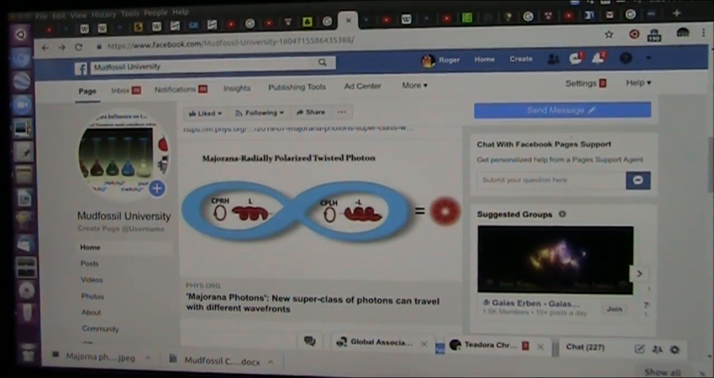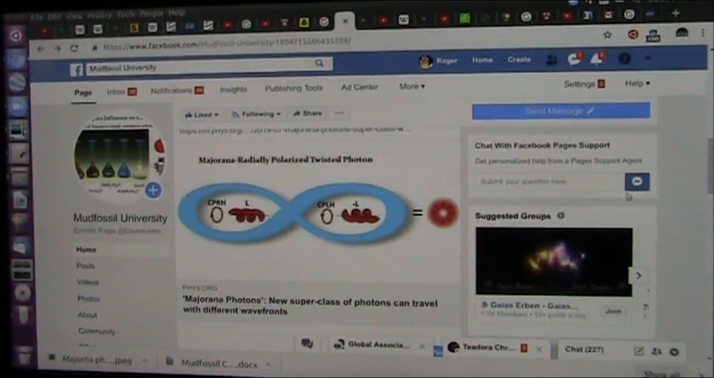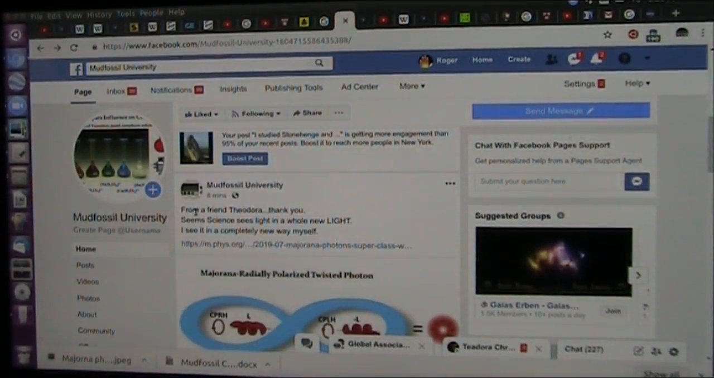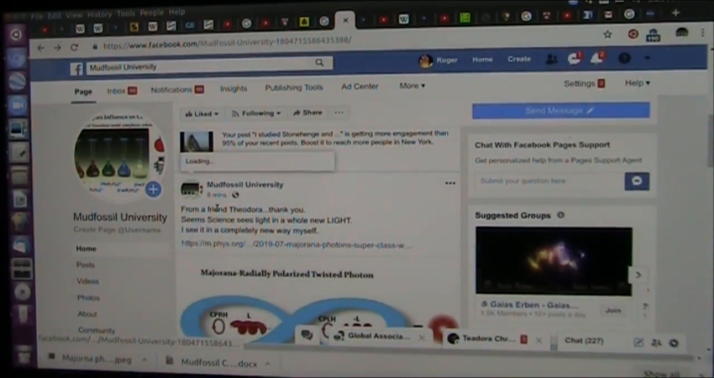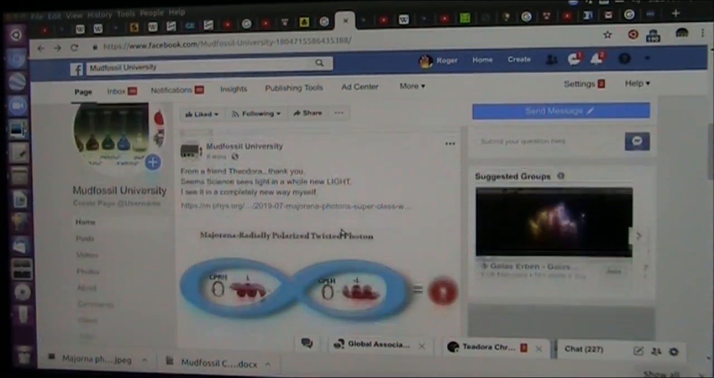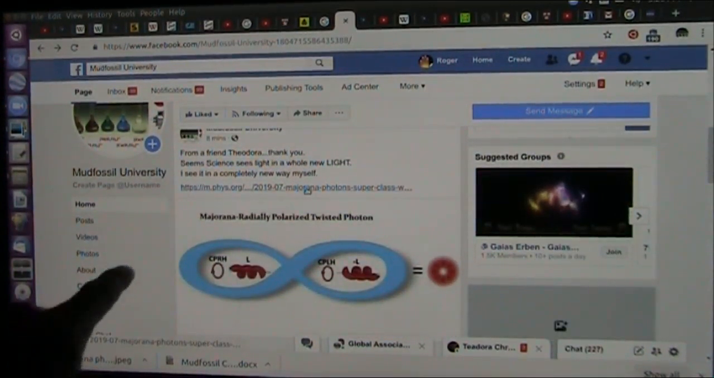Roger, Mudfossil University, another fabulous new discovery by science today. And this one I got in from a friend of mine, Theodora, and it seems that science sees light in a whole new light, which I do too. So let's look at what they have to say.